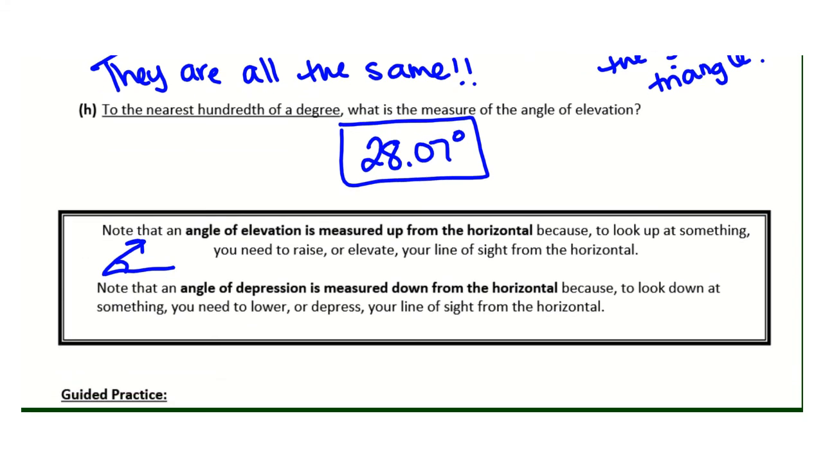An angle of depression is measured down from the horizontal because to look down at something, you need to lower or depress your line of sight to the horizontal. So this would be an angle of depression. So angle of elevation, you're looking up. Angle of depression, you're looking down.